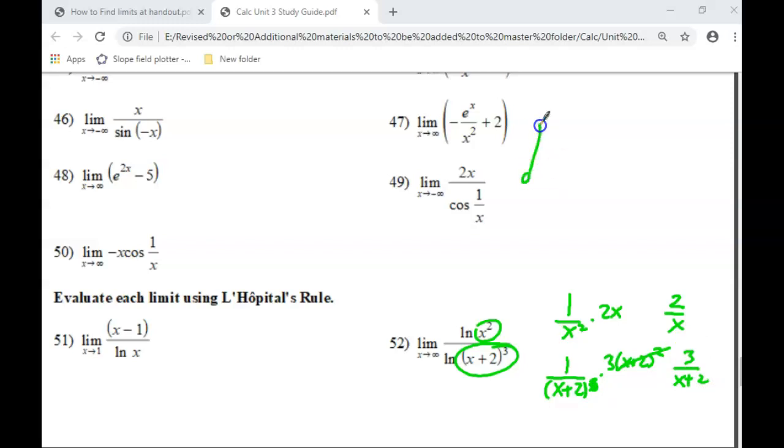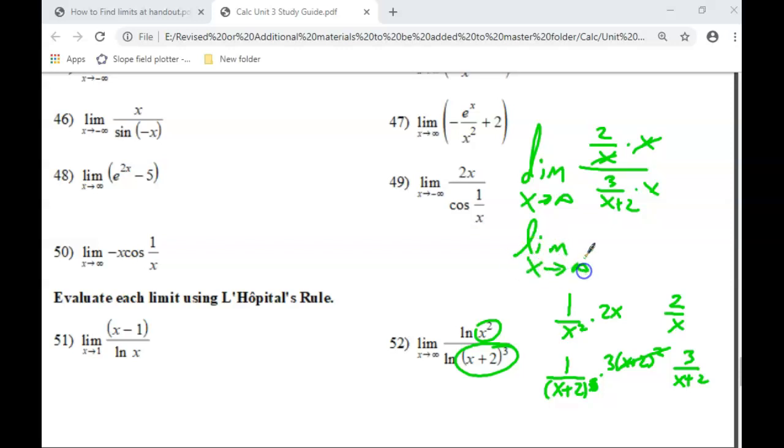All right, so now we're going to find the limit as x approaches infinity of these derivatives here. So I've got 2 over x over 3 over x plus 2. All right, so we need to simplify this fraction. Now, one way is you can multiply the top and bottom by x. Which gives us 2, not 2x, 2 over 3x over x plus 2. Then you multiply the top and bottom by x plus 2.